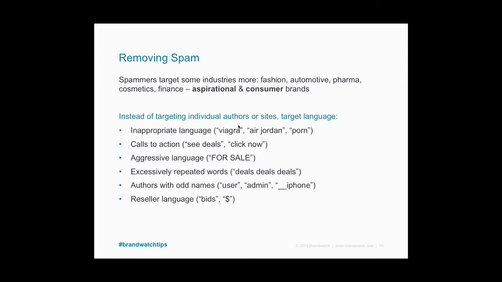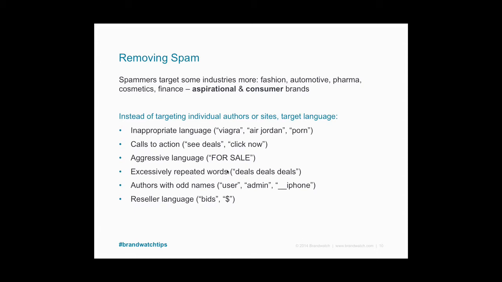So what do we do about that? Instead of targeting individual authors or sites, like excluding that Tory Black Twitter handle, for instance, and then excluding the next handle, the next handle, and the next handle, instead, exclude on the basis of language. So for instance, inappropriate language. Certainly if you're doing a search for Viagra, Viagra is not inappropriate, but if you're doing a search for car insurance or something, Viagra easily becomes an exclusionary keyword. Also actual aspirational and consumer brands, if you're not tracking them, like Air Jordans, and of course pornography and the whole world that entails.